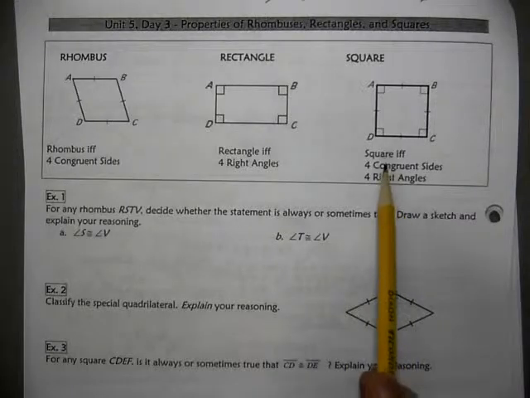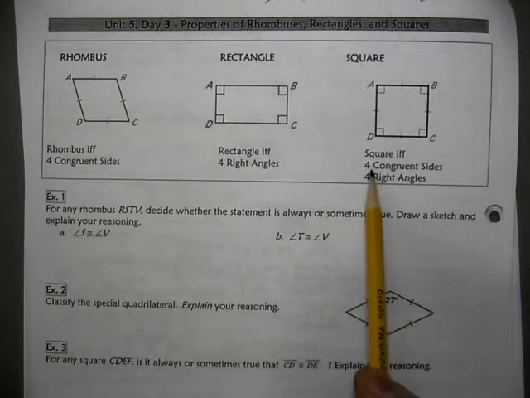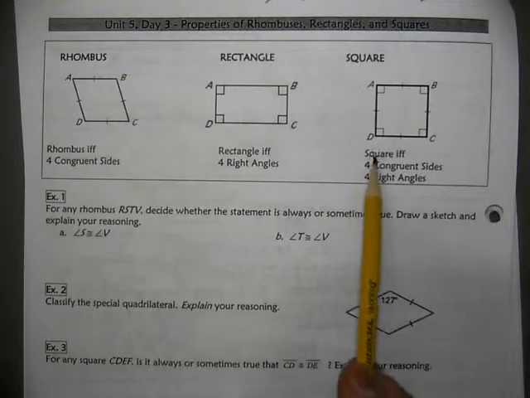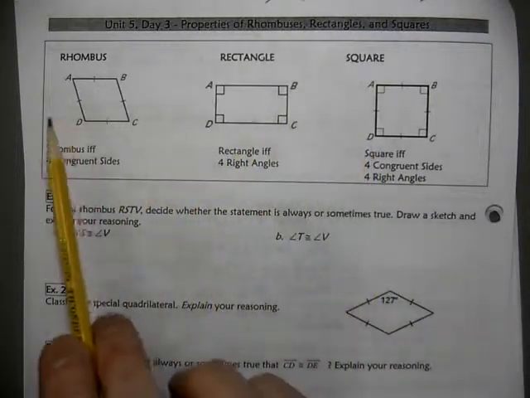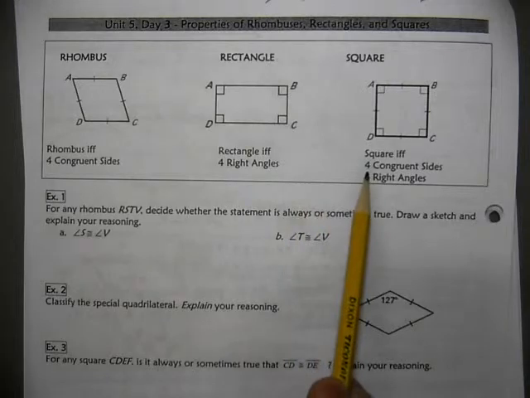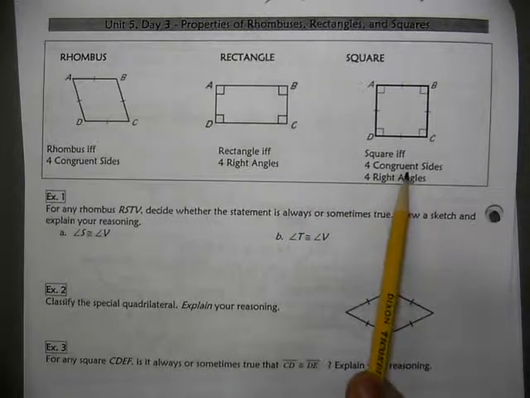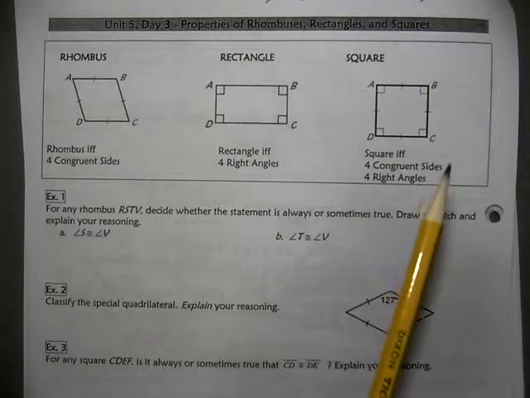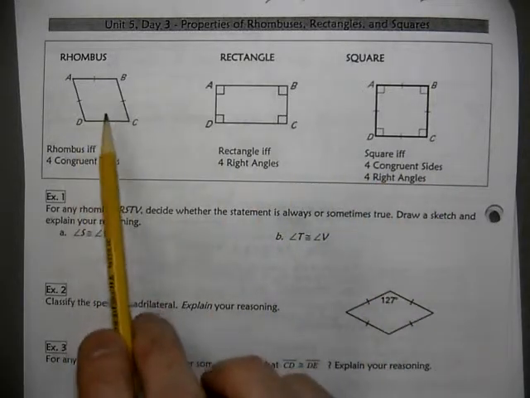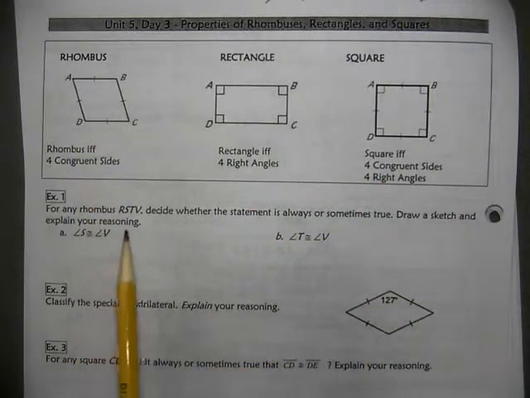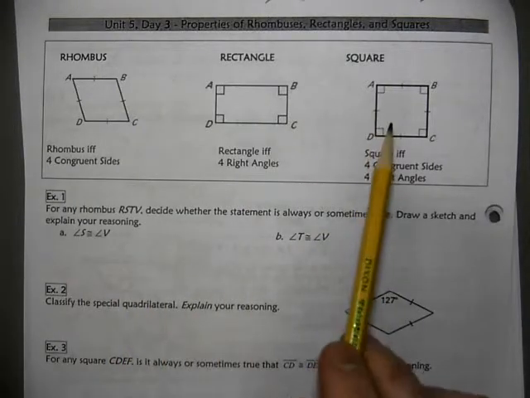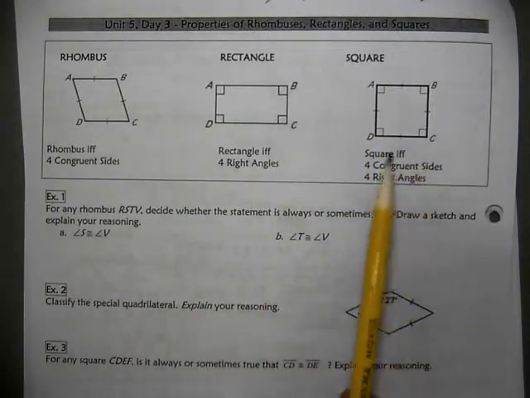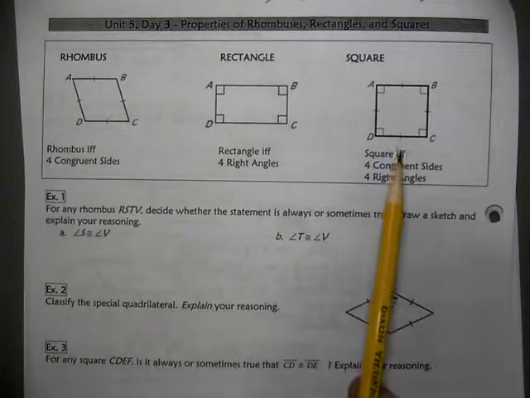A square has to have four right angles and four congruent sides. So a square is always a rhombus because it always has four congruent sides. But a rhombus is not always a square because a rhombus does not always have the right angles. So a square is a rhombus and a rectangle put together.